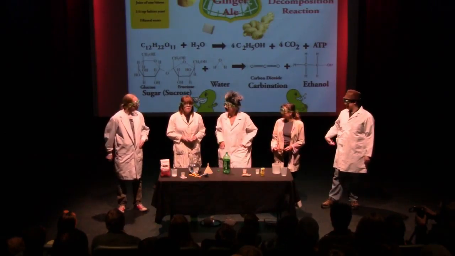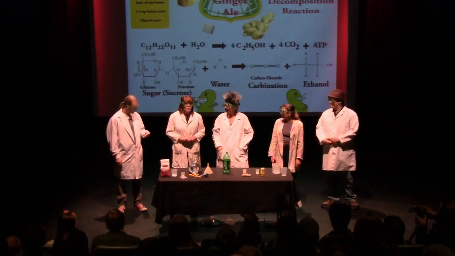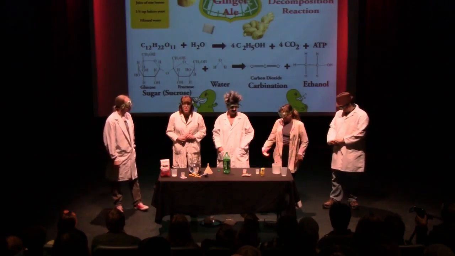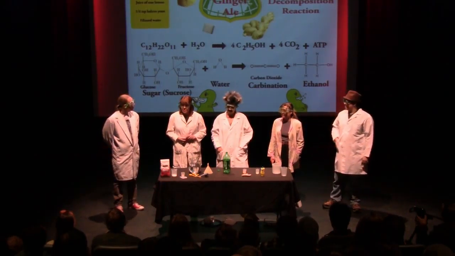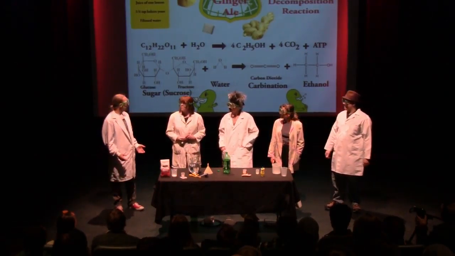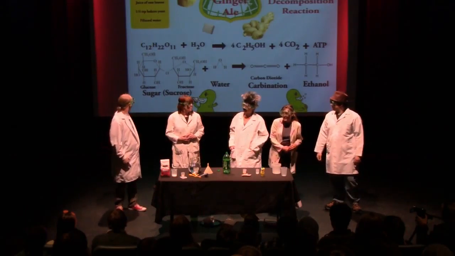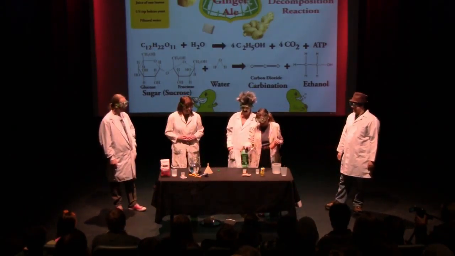There are many different types of fermentation. For our demonstration, we're going to talk about the alcohol fermentation that occurs in the making of ginger ale. So what do we need to get started? I'm thirsty. So the first thing we're going to need is an anaerobic environment.